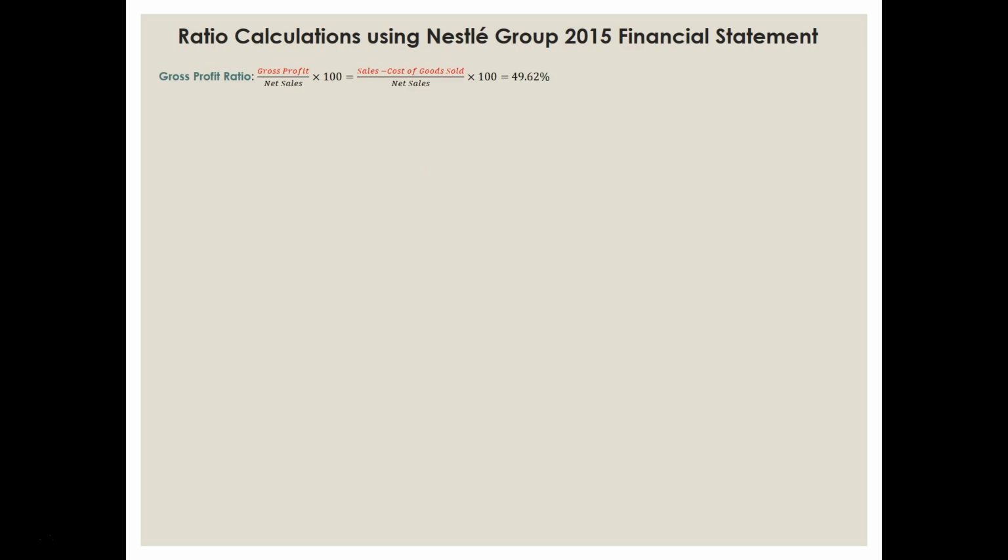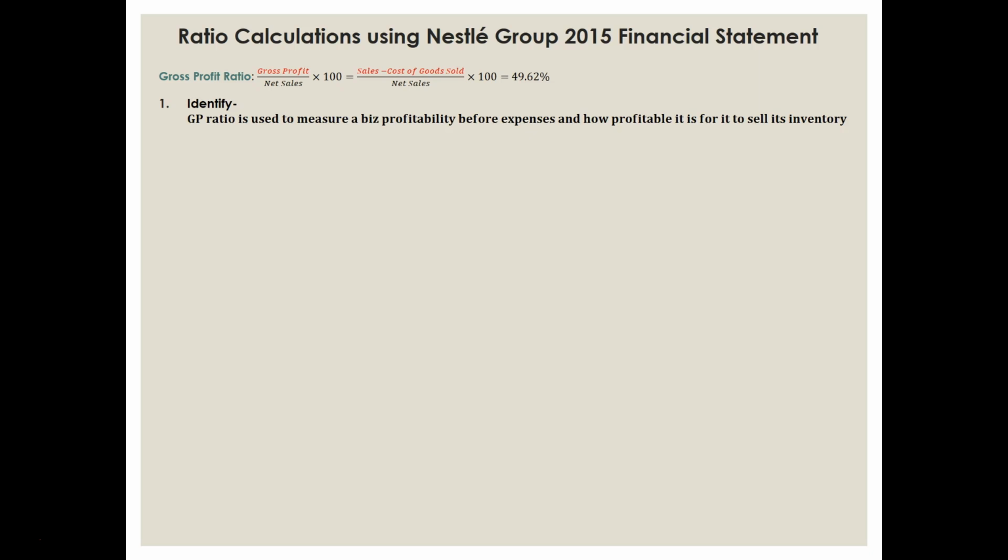Alright, so the next one we have here, gross profit ratio. We are given Nestle has a gross profit ratio of 49.62%. Identify. What is the meaning of gross profit ratio? So we already know this. It's used to measure the business profitability, and this is before expenses, and how profitable it would be for Nestle if it were to sell off its inventory.